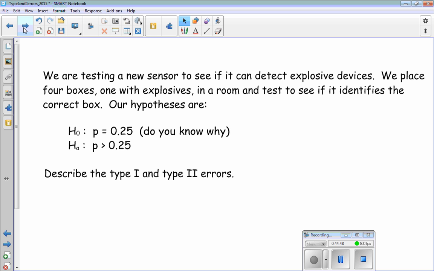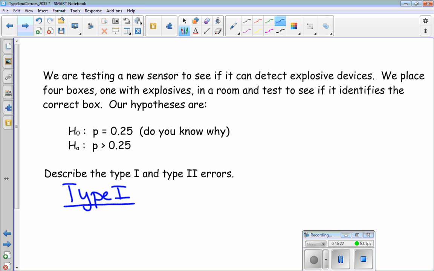Why is the null that? Because 1 out of the 4 actually has the explosive. So that's why. Why do we want the alternative to be that? Okay, we want to make sure that it wouldn't be less than, right? We want it to be at least that. Would you agree? It's okay if it's a little bit more. If it says 2 have it and they don't, that's okay. All right, so what's type 1 error in this case?